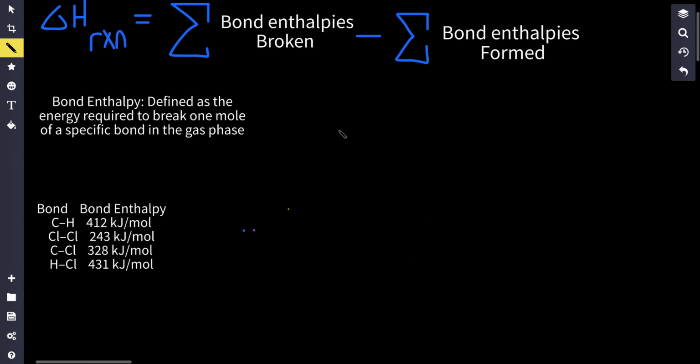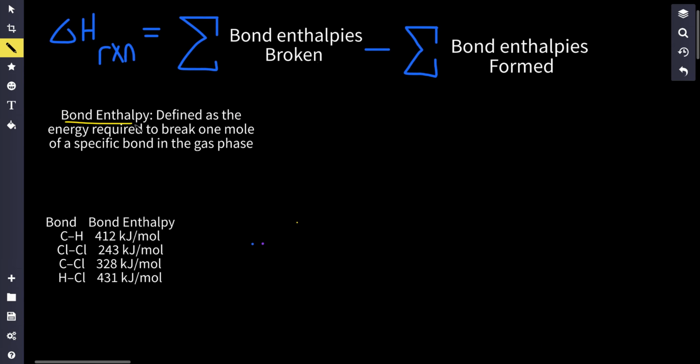Now let's talk about this formula in a little bit more detail. Let's talk about bond enthalpy first. Let's get a little review on that. It's defined as the amount of energy required to break 1 mole of a specific bond in the gas phase. So when you're thinking about bond enthalpy, you should be thinking about gas phase. Now let me give you an example.